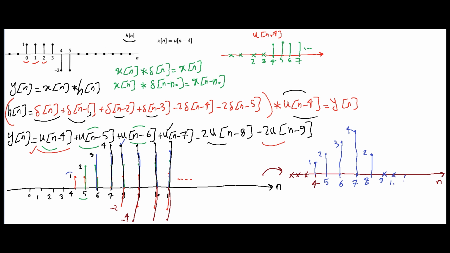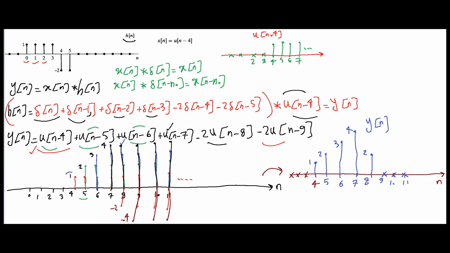For all values of n greater than 9, the positive and negative contributions cancel each other, and the output remains 0. Therefore, the final output sequence has the following values. At n equals 4, the output is 1. At n equals 5, it's 2. At n equals 6, it's 3. At n equals 7, it's 4. At n equals 8, it's 2. And for all other values of n, the output is 0.